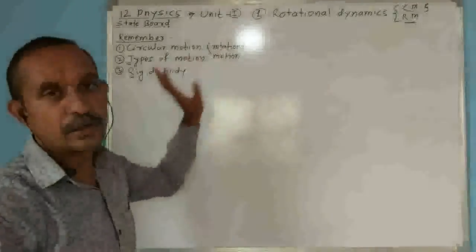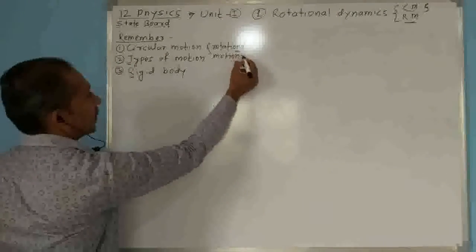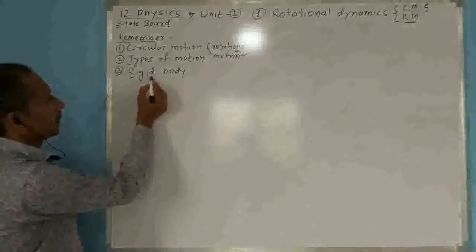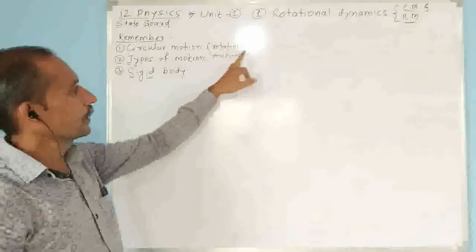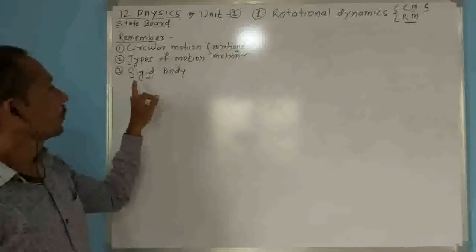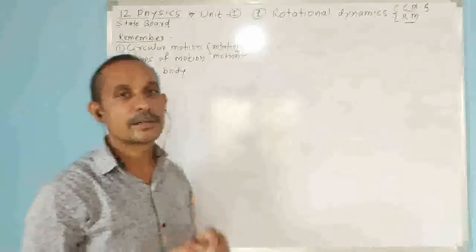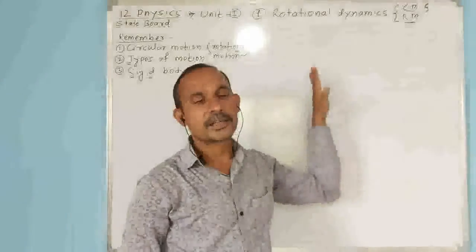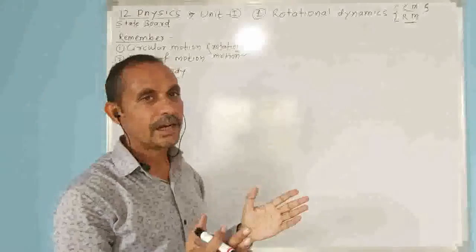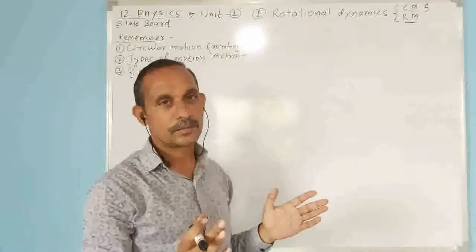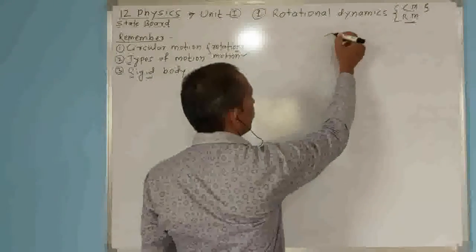Next, rotational motion. To study rotational motion, first of all, study the rigid body. Before going to study rotational motion, we need to study the rigid body. So what do you mean by a rigid body? We have seen that in nature there are a number of bodies. Some of them are rigid and some of them are not rigid.